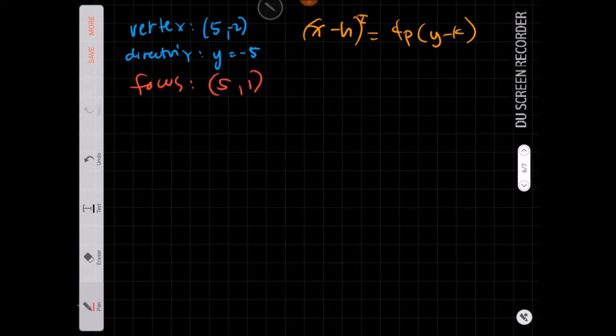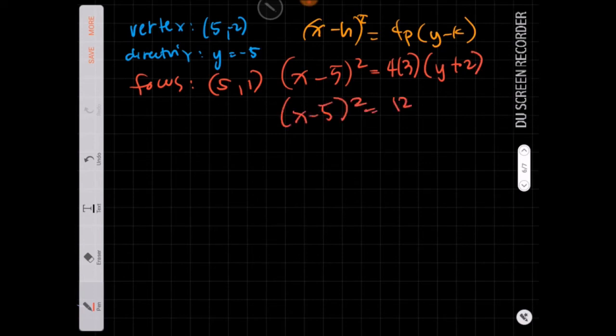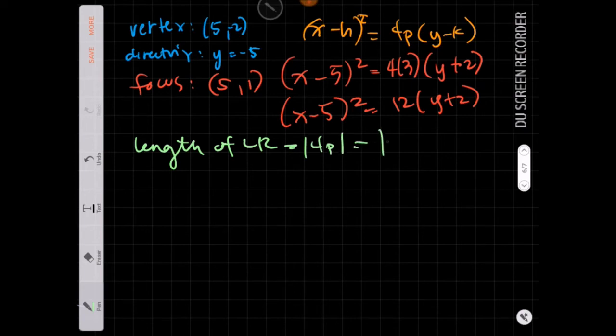We can substitute the values we acquired to the standard formula. Our vertex is 5, negative 2. We can easily substitute it to our h, k. We can also substitute our p, or the difference between the k's of the vertex and the focus. Our p here is positive because we know that our graph opens upward. We will get the equation, the quantity of x minus 5 squared equals 12 multiplied to the quantity y plus 2.